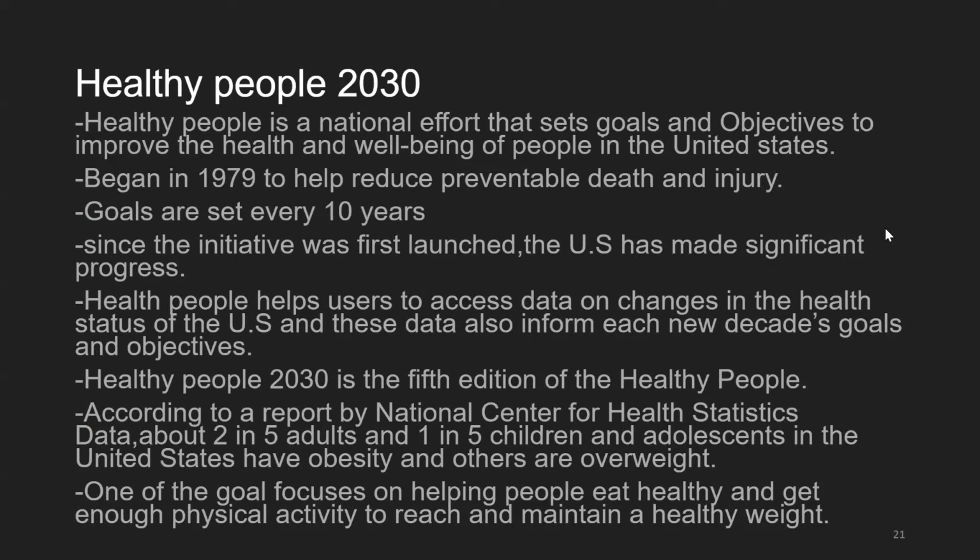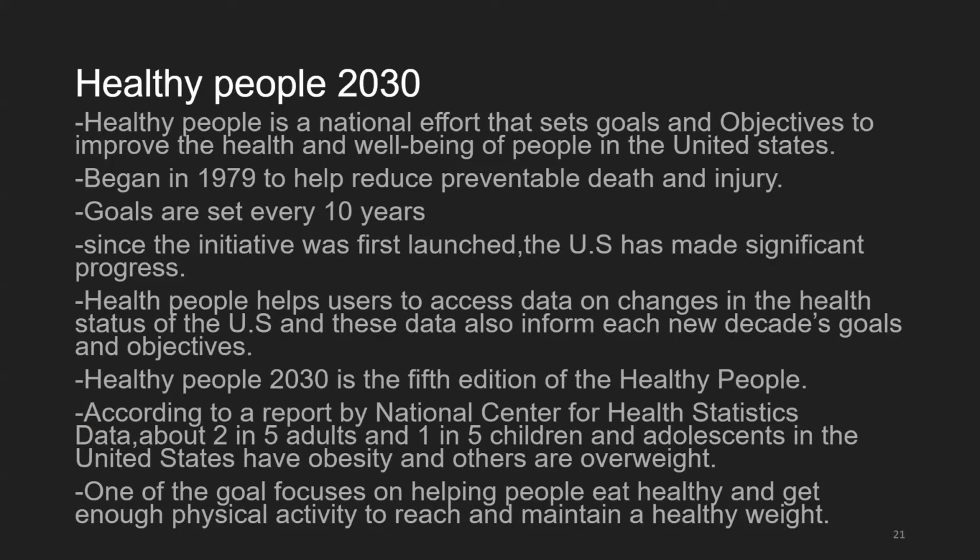Yeah, so moving on, we are going to talk about Healthy People 2030. Healthy People is a national effort that sets goals and objectives to improve the health and well-being of people in the United States. This initiative began in 1979 to help reduce preventable death and injury. These goals are set every 10 years. Since the initiative was first launched, the US has made significant progress.